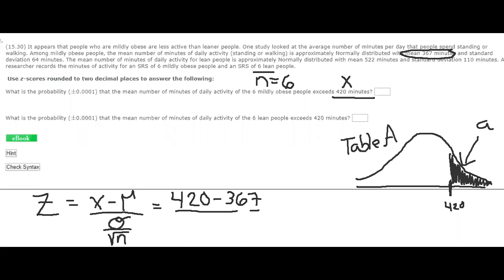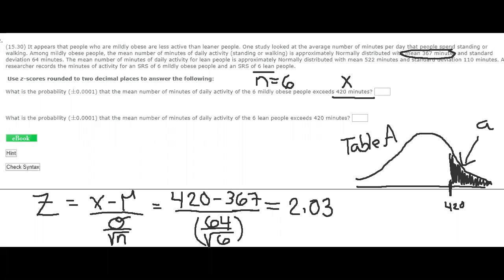I'm going to go erase that, because I couldn't see it. 64, which itself is divided by the root of 6, right? So 420 minus 367 gives us 53, divided by the quantity of 64 divided by the square root of 6, which equals 2.028, which is 2.03. And that's the z-score of this 420 right there.